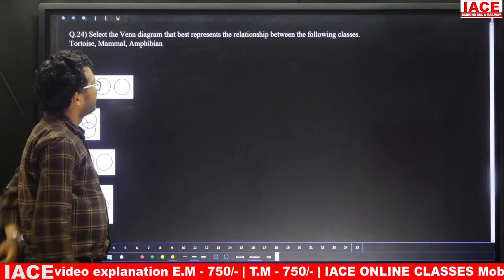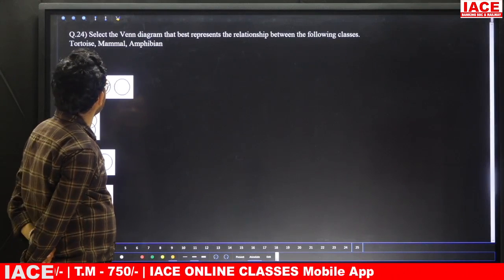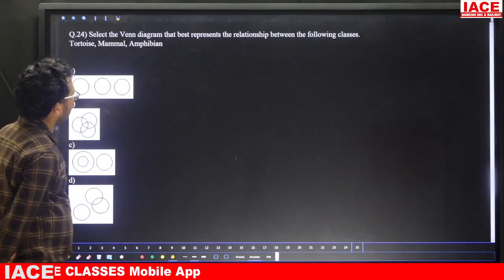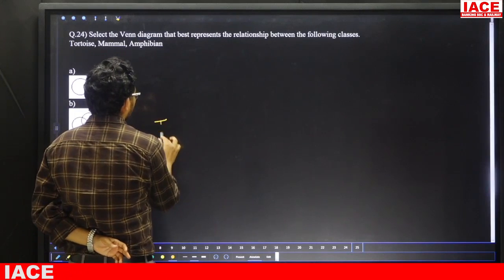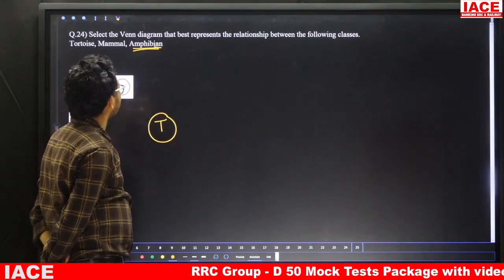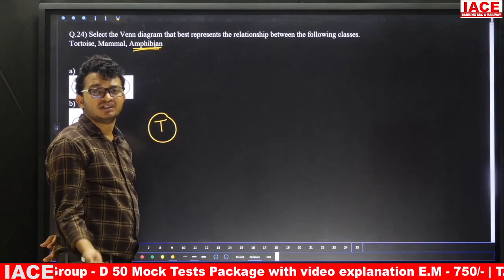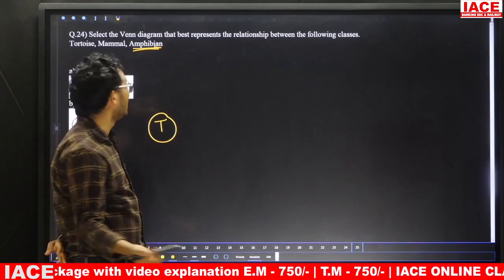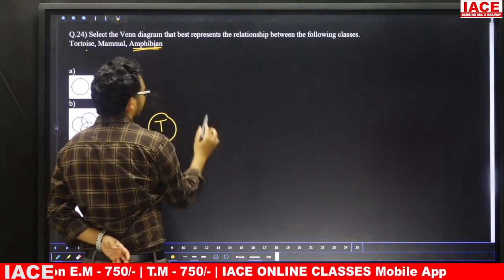Question number 24. Select the Venn diagram that best represents the relation between the following classes: tortoise, mammal, amphibian. Now friends, what is the meaning of amphibian? Here the example is frog. So tortoise is different and amphibian is different.